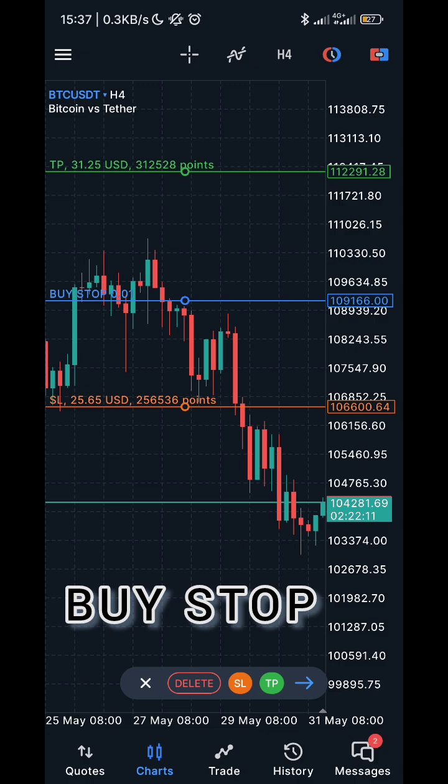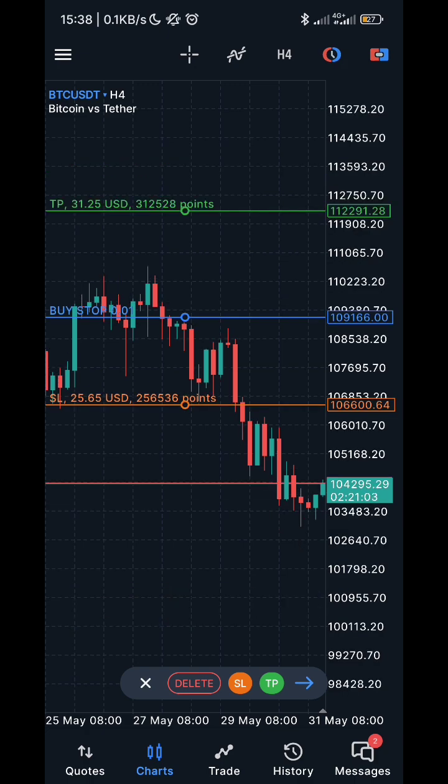This blue line is my entry, and the market continues going up to my TP. What is a buy stop? A buy stop is that the market is currently buying. I'm expecting that whatever the market does is going to buy to this point of my entry. That's where you can see this blue line. It will hit it, and this trade will activate. Once this trade activates, I'm also predicting that the market will continue going up till it hits my take profits. Okay, that is a buy stop.